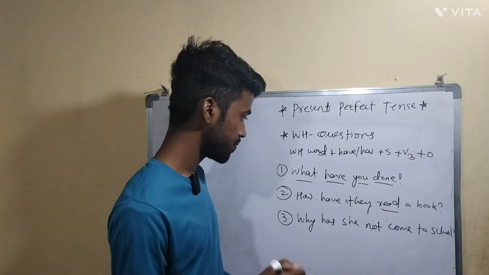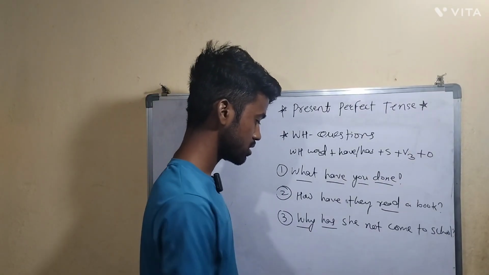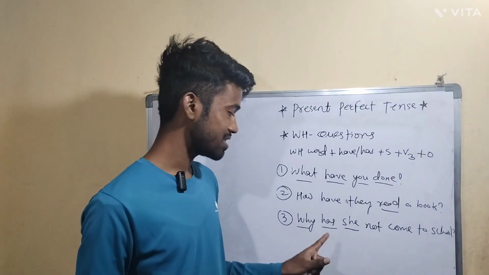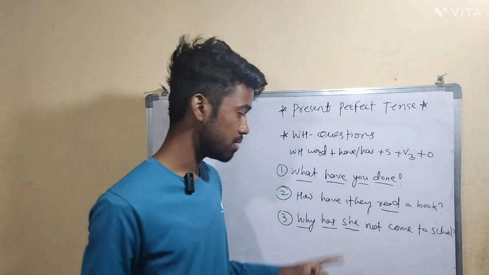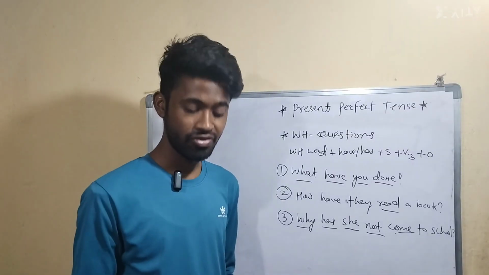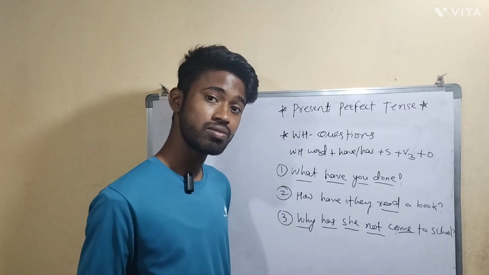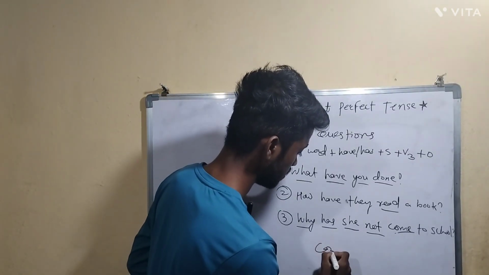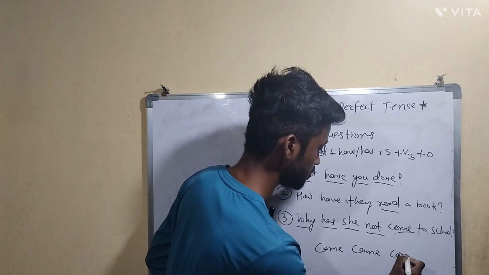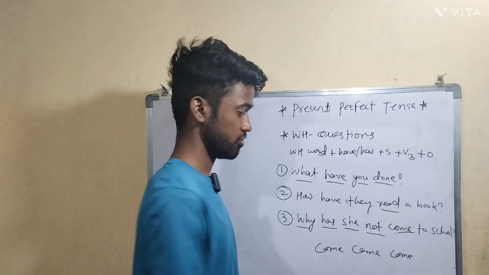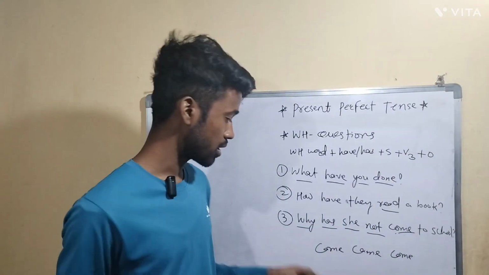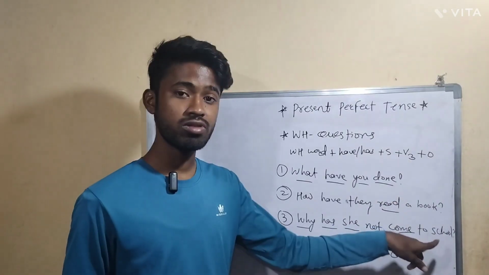First, the WH word. What is this WH word? This is has, because the subject is singular. She is singular, right? And that's the reason we have taken has as a helping verb. After that, not for negative, come. So here, what are the three forms of come? First one is come, second is came, and third is come. So this is the third form of verb, not the first form. So what is the sentence? And the last part is the object. Why has she not come to school?